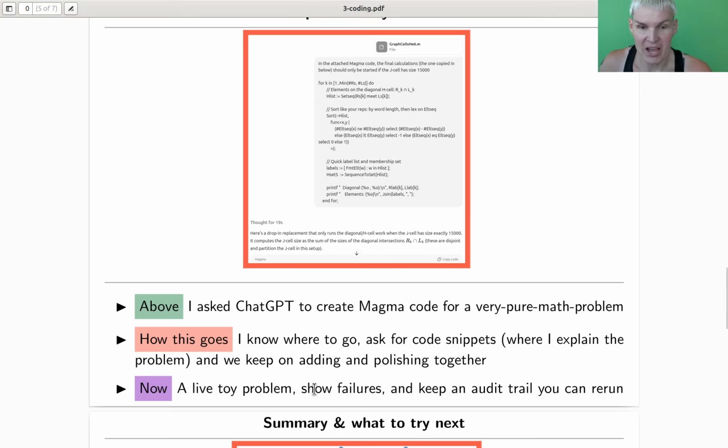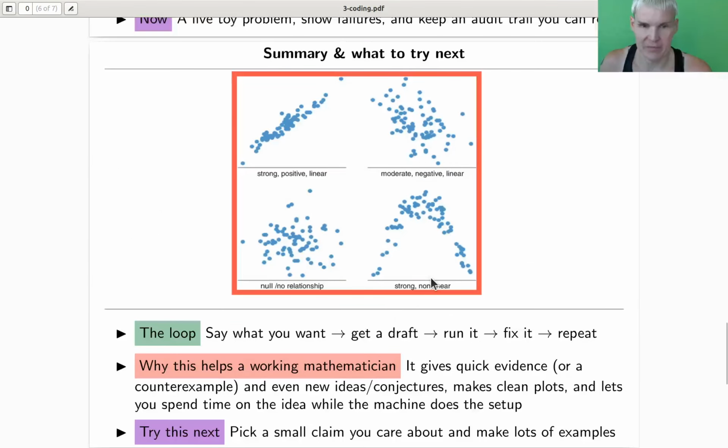I show failures. There you go. I needed to do it twice in order to get the correct thing, but that's just what it is. So, summary, really. Usually that's what I want. Say what you want: I want characters of finite groups up to some order or whatever. Get a draft, run it, potentially fix it. I wanted something that works live very well. That didn't work, so I needed to fix it, and I repeat.